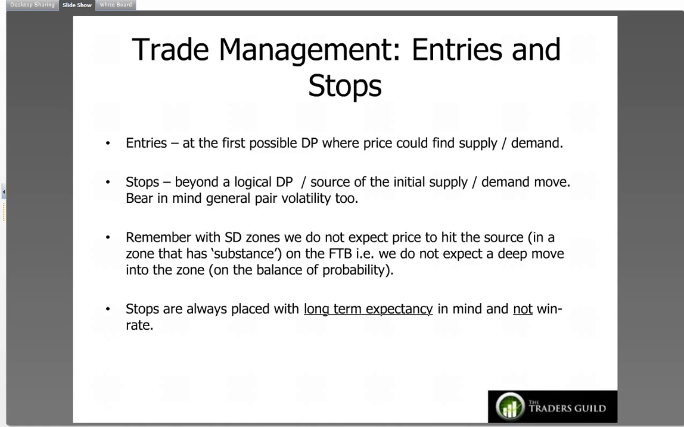Okay, so entries at the first possible decision point where price could find supply and demand, stops beyond a logical decision point, the source of this initial supply and demand move. This will become clearer when I look at some examples. But we also have to bear in mind the general volatility of the pair, because the way I find stop losses is by zooming in. So if I have an H1 base setup, I'm going to be zooming into M5, M1, M15, depending on the pair, to really pinpoint those decision points and that source of supply and demand that led to the breakout. And my stop loss is going to be placed beyond one of those decision points.